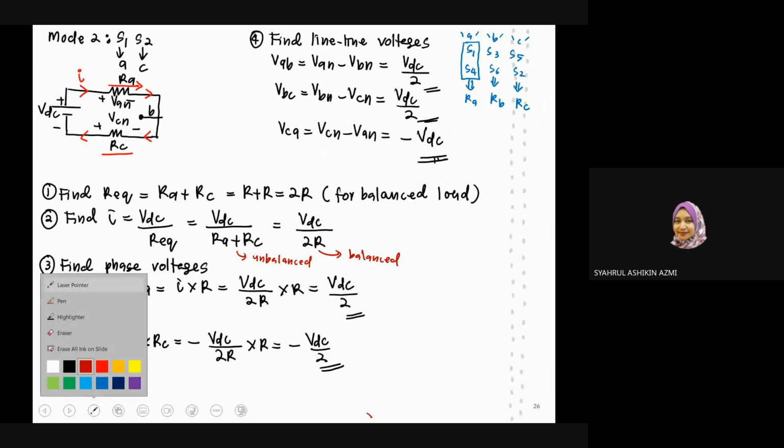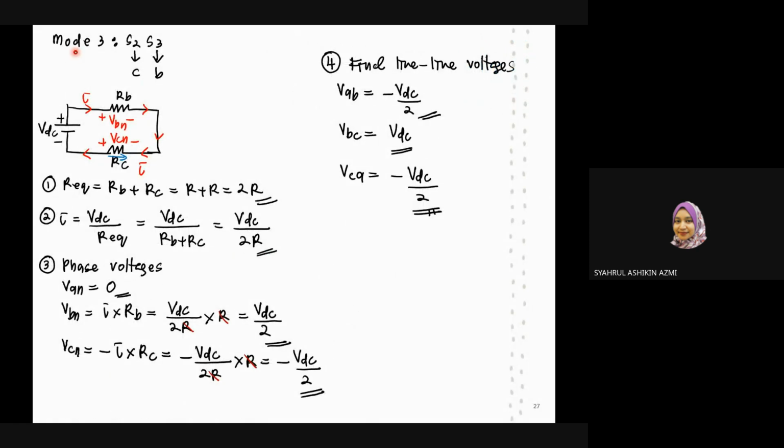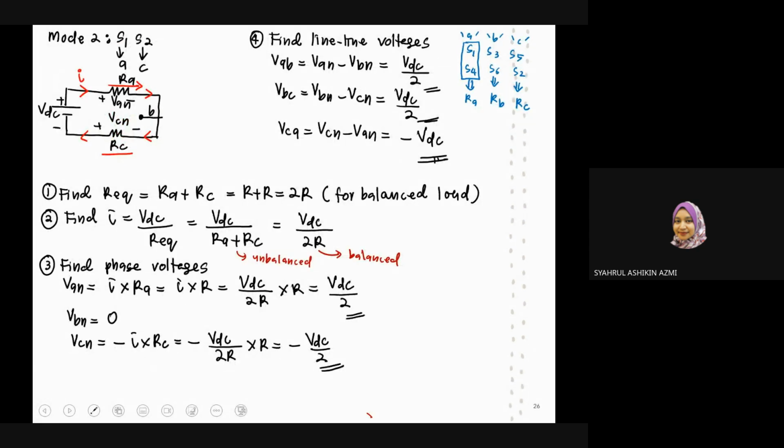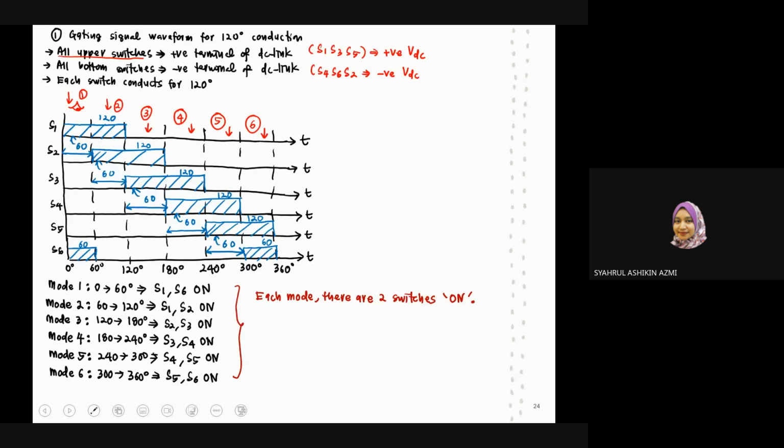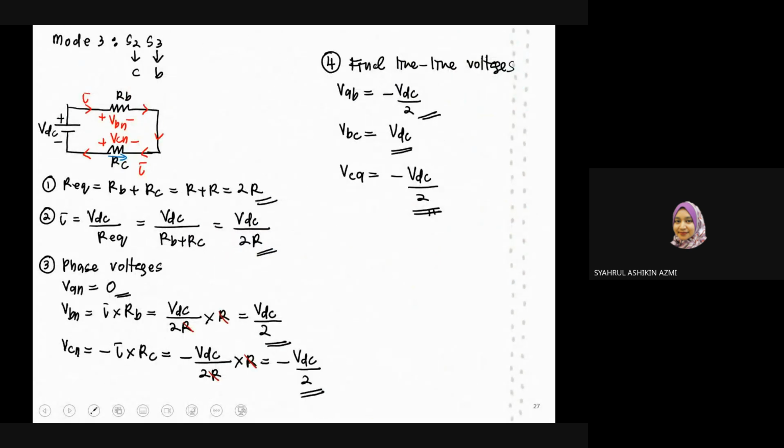Okay, we go for mode number 3. For mode number 3, we have S2 and S3. Again, if you are not sure, always refer to this gating signal waveform, and then you write this down. Mode number 3, we have S2 and S3. S2 is the bottom switch for phase C, S3 is the upper switch for phase B. Remember, 3 is the odd number, upper; 2 is the even number, bottom.